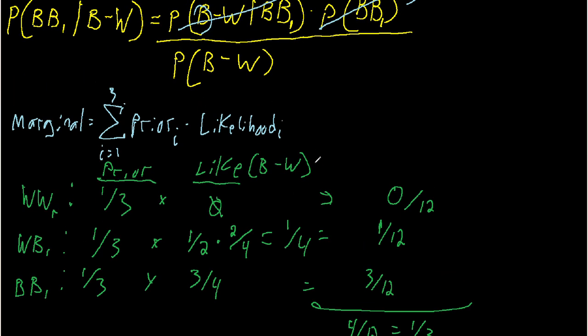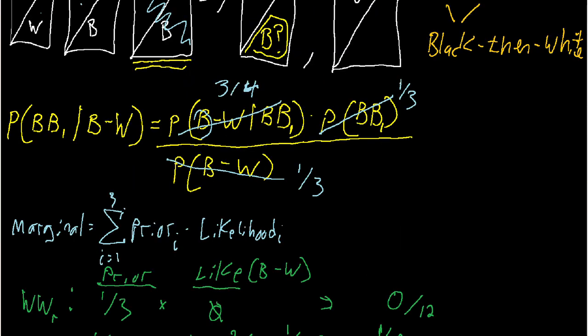Let me scroll back up. My marginal here is 1/3. Let me compile all of my terms here. I have 3/4 times 1/3, divided by 1/3. When it's written like this, it's easy to see that this term and this term just cancel out, and so my posterior probability is 3/4.